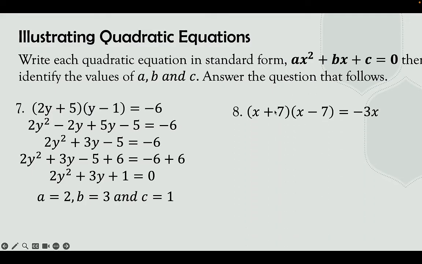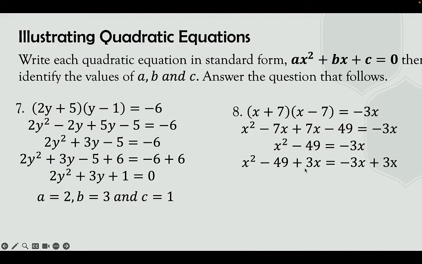Again, in here, we will need to use the FOIL method. So x times x, x squared; x times negative 7, negative 7x; 7 times x, positive 7x; 7 times negative 7 is negative 49, equals negative 3x. So we need to simplify this one. Negative 7x plus 7x, we have 0. So we have x squared minus 49 equals negative 3x. So we need to add 3x to both sides. So we have x squared plus 3x minus 49 equals 0. So our a is 1, b is 3, and c is negative 49.